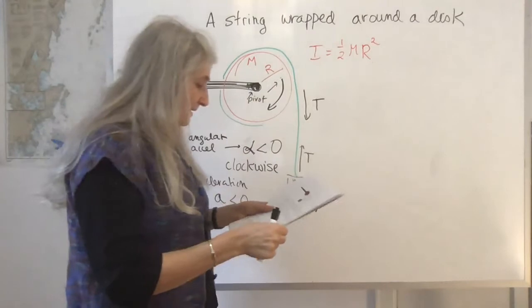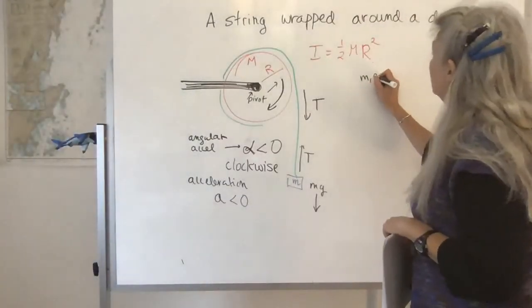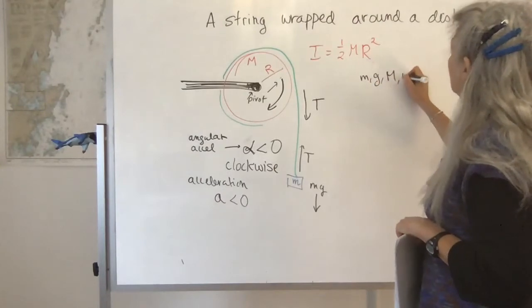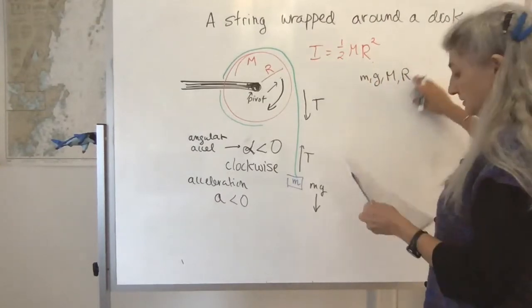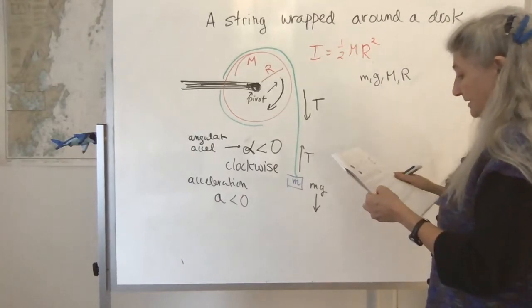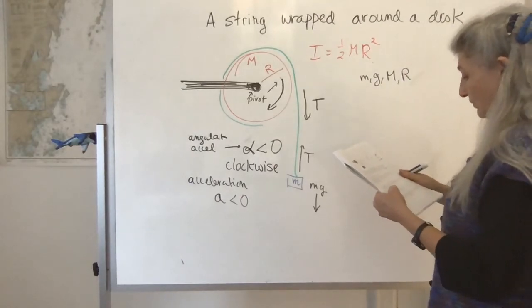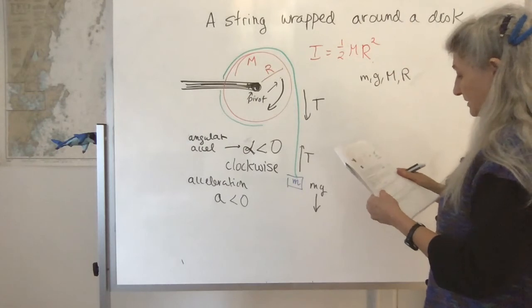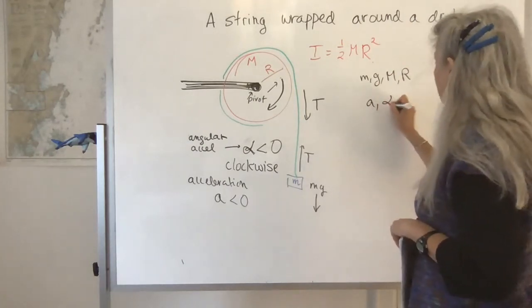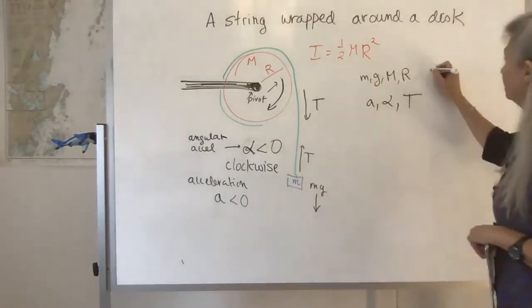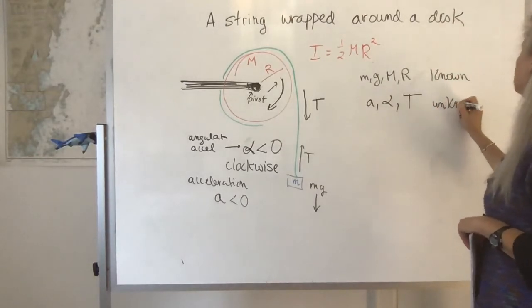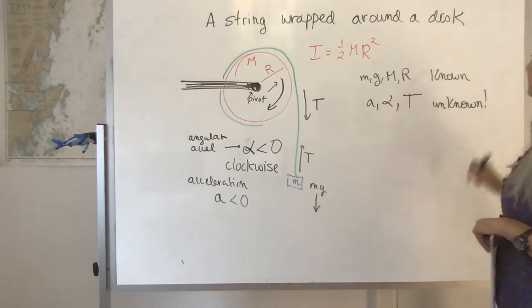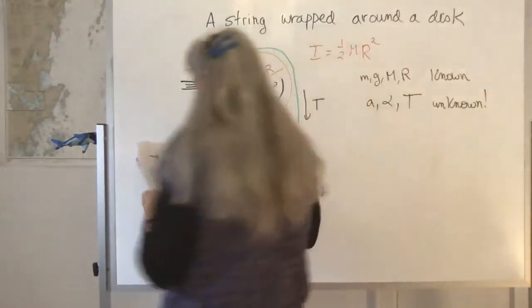Okay. So what do we know? We know m, g, M, R, what else? I think that's it. And what do we want to find? So we want to find A and alpha and T. Known, unknown. Okay, so these are the things that we're trying to solve.